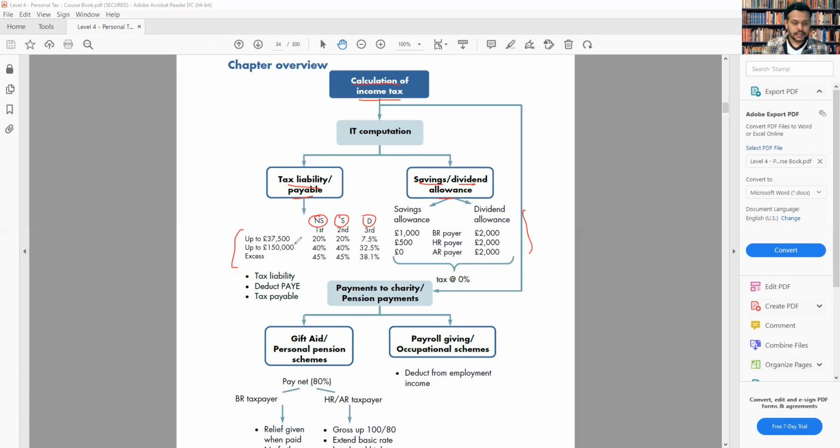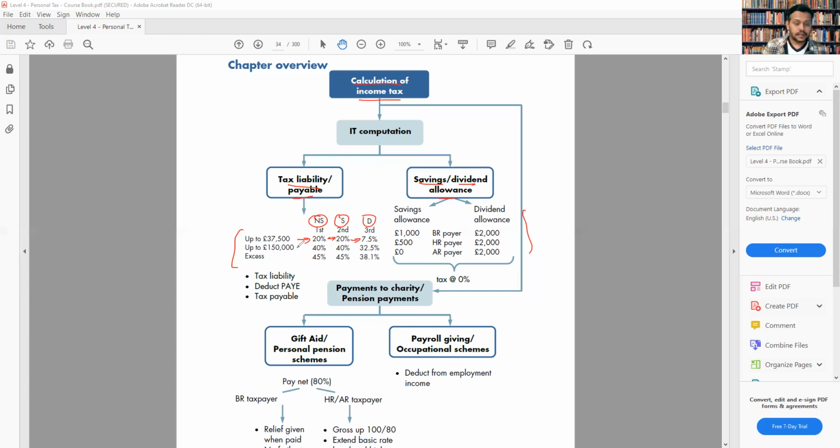So up to 37,500, it is a basic rate, and the tax rate is 20%. So if someone has income up to 37,500 pounds, the person will pay tax of 20%. If it is non-savings, or if it is savings, then it is 20% again. And if it is a dividend, then 7.5%. So if someone's income, including everything, is a total of 37,500, this is the tax rate.